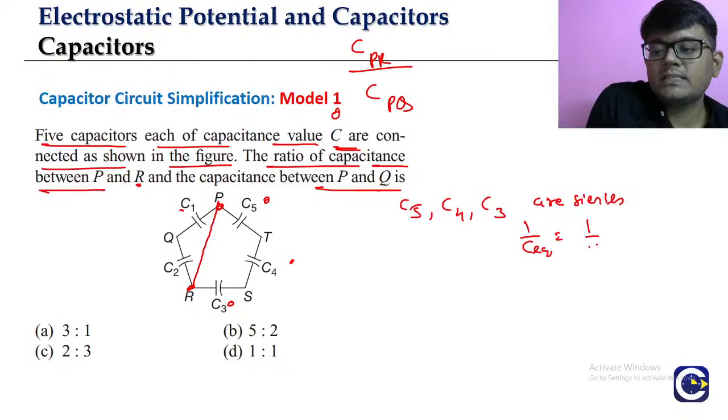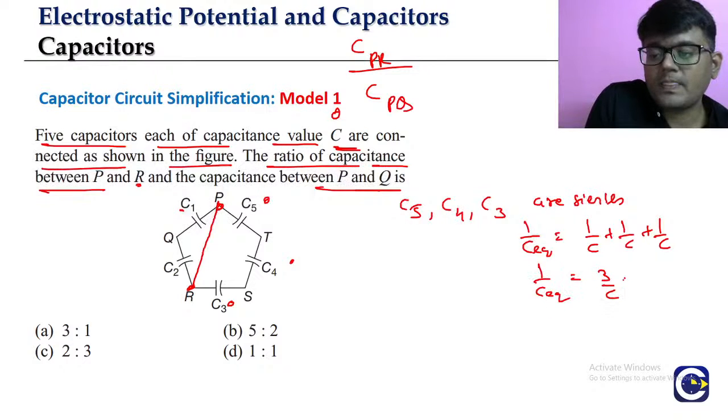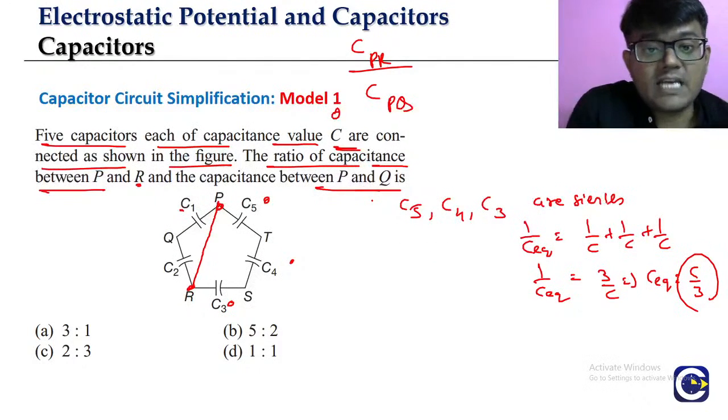So 1 by C equivalent is equal to 1 by C1 plus 1 by C2 plus 1 by C3. Is the value of everyone C? So which is 3 by C. So from this, C equivalent is C by 3. We can remember this as a standard result.